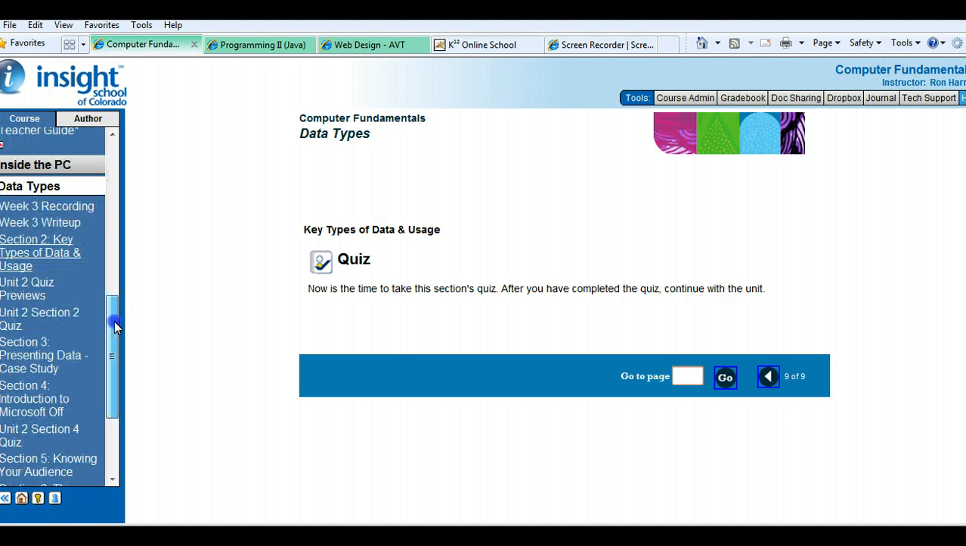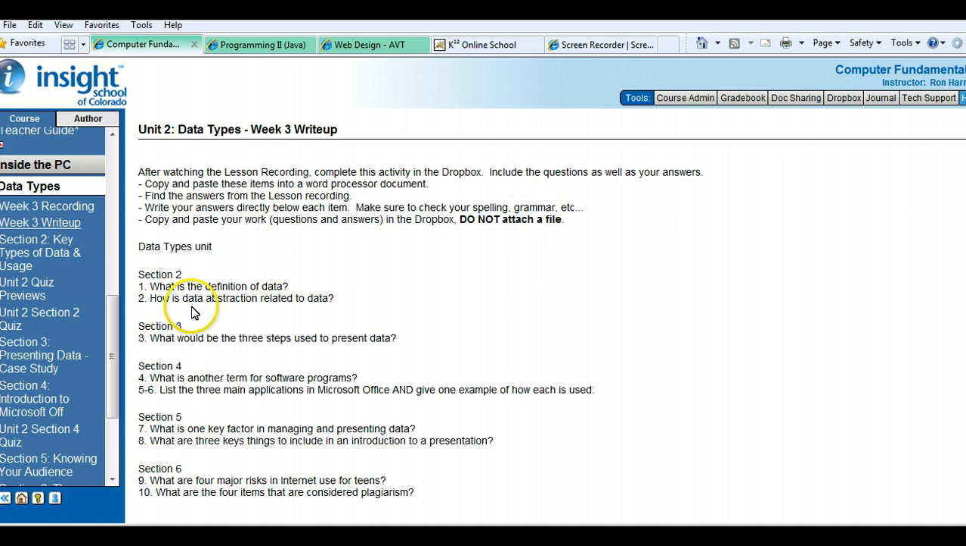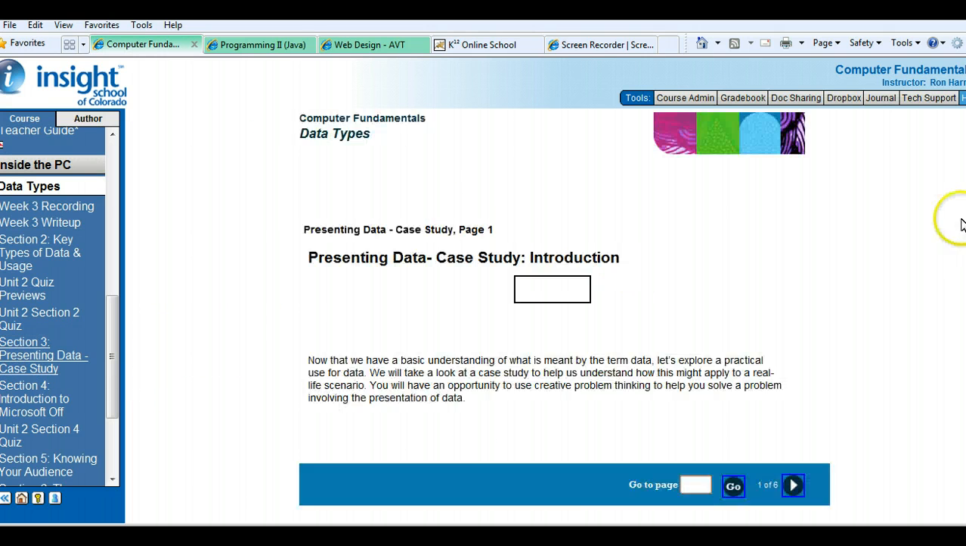Okay, you have the quiz. So as always, here are the quiz previews right here, and there's that Unit 2, Section 2 quiz. So all the quiz previews are together right there. All right, Week 3, write-up still, so we answered those two questions. Section 3, what would be the 3 steps used to present data? So Section 3, 3 steps to present data.